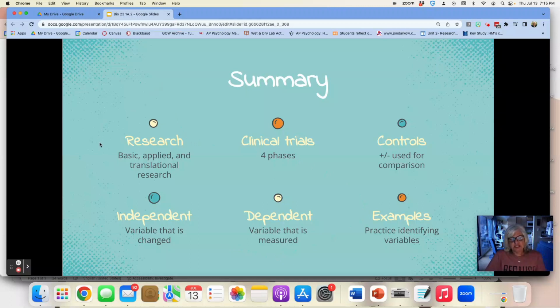So just in summary, we went over the different types of research. We talked about the 4 phases of clinical trials. We talked about how positive and negative controls are used to compare. We talked about how the independent variable is the one that you, as the scientist, will be changing. We talked about dependent variables and how you're going to measure them. And then we did a few examples.